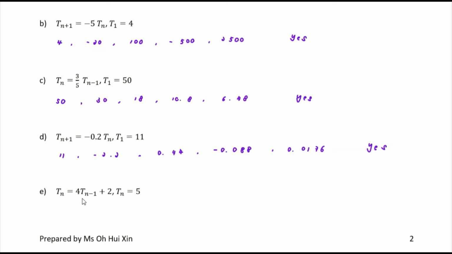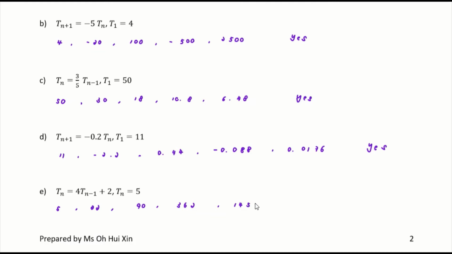But let's try to form the terms maybe. So 5 multiply by 4 plus 2, then you have 22. Then multiply by 4 plus 2, then we can get 90. Multiply by 4 plus 2, then 362. Then 362 multiply by 4 and then plus 2, and we'll be able to get 1450.